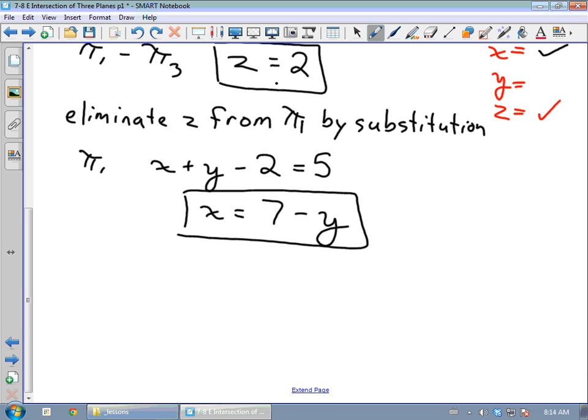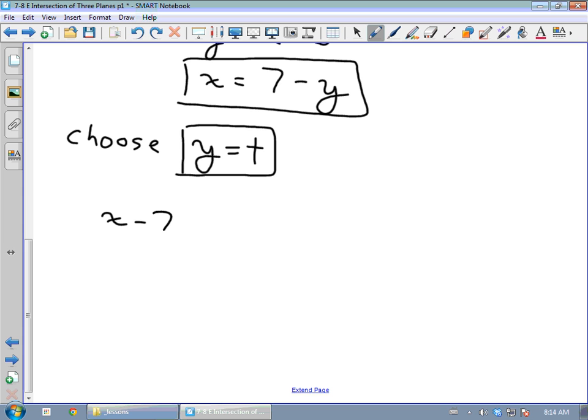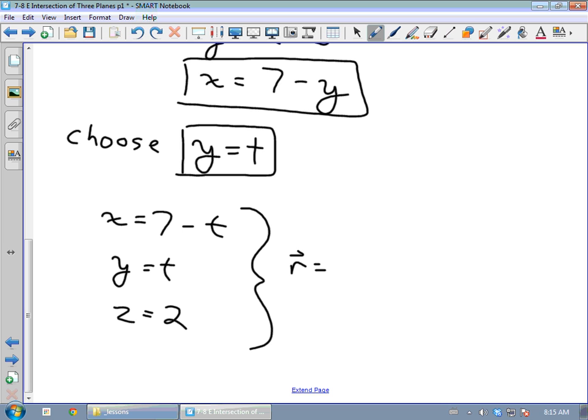So all we need now is an expression for y. We can always choose one of our variables to be our parameter, so we're going to choose y equals t. Our parametric equations are going to be x equals 7 minus t, y equals t, and z equals 2. Or if we wanted this as a vector equation, our vector would be 7, 0, 2, plus t times negative 1, 1, 0. That would be our line of intersection.